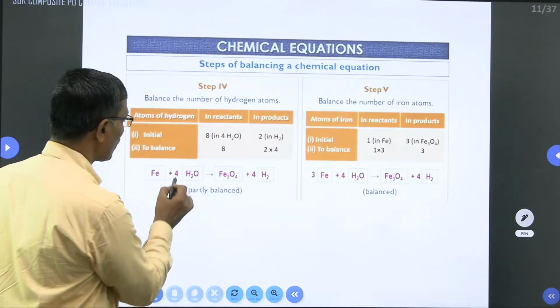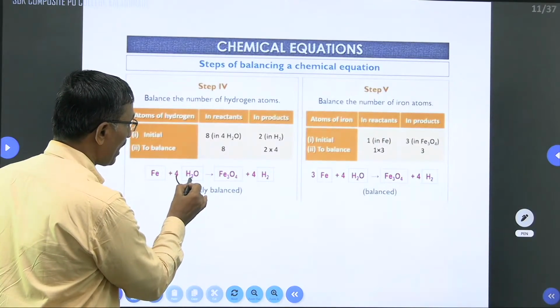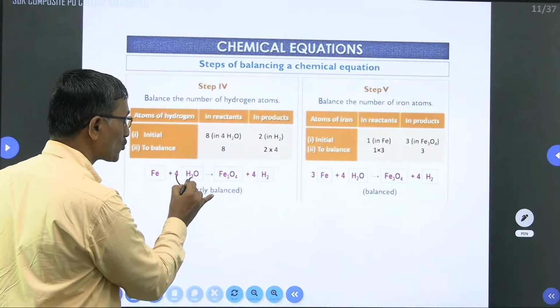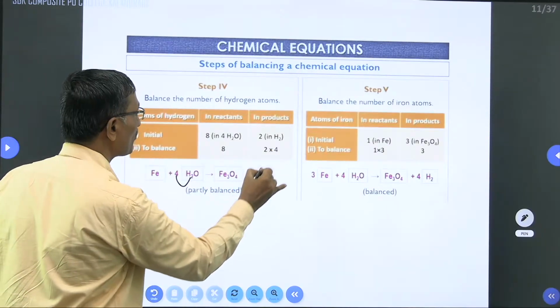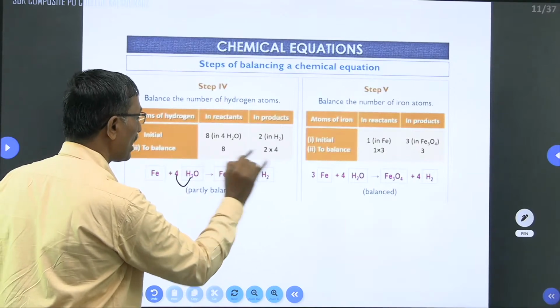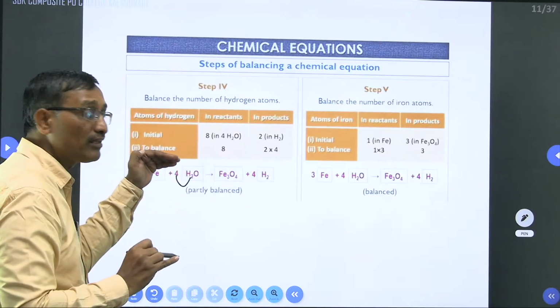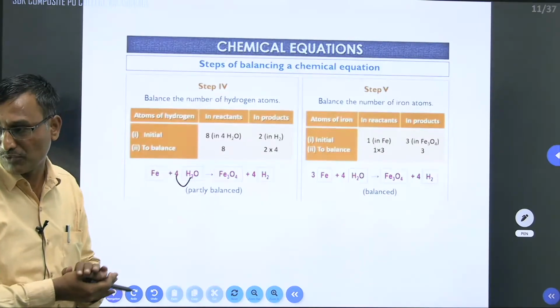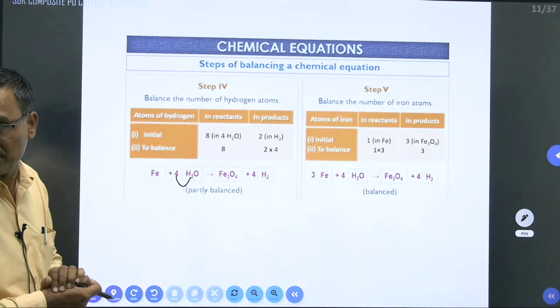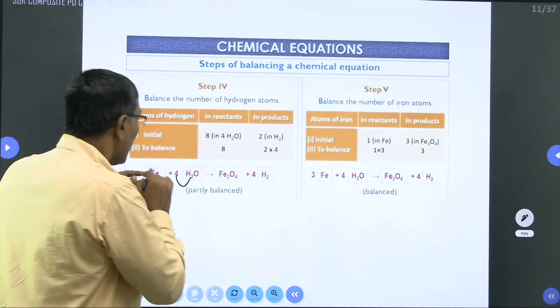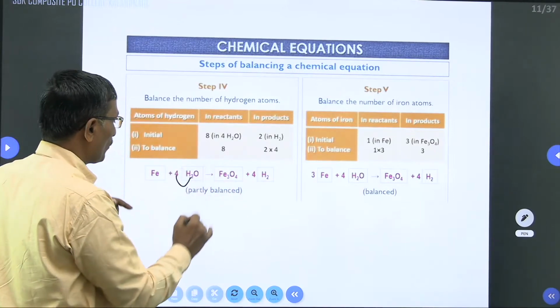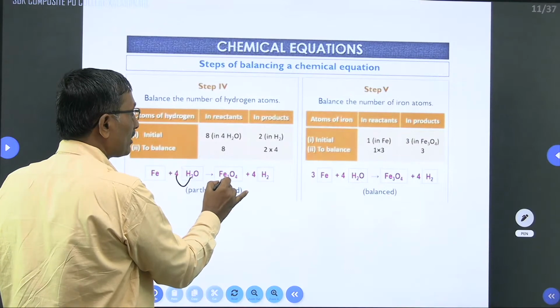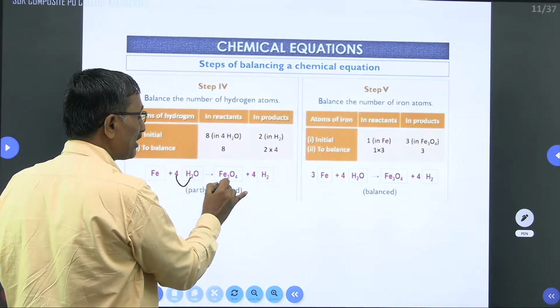We came to know, see here, 4 2s are 8 hydrogen atoms on the reactant side, but in the product, now we are multiplying by 4, 4 2s are 8. It is again not balanced completely, partially balanced, students. That one you have to remember. Now, if you observe very carefully, the iron atom is left out, students.